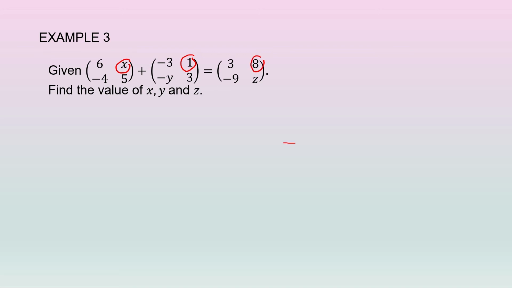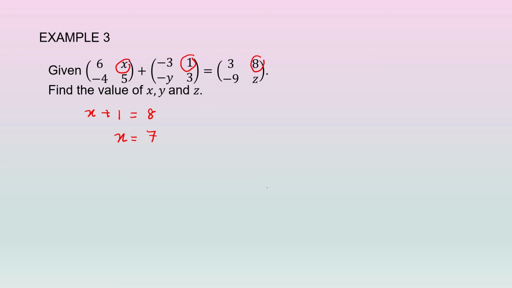So we have the equation x plus 1 is equal to 8. Automatically, we get the answer x is equal to 7, 8 minus 1. Very easy. So I think you can solve the second and the third variable. Okay, y dengan z boleh cari. So we have negative 4.